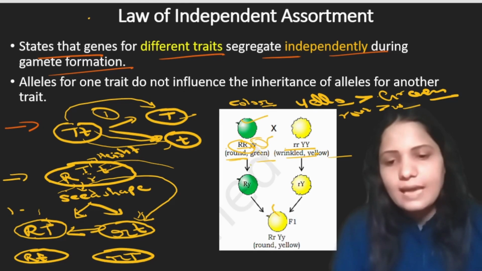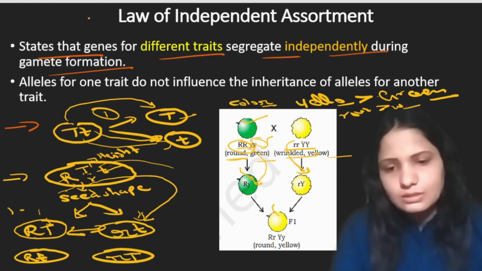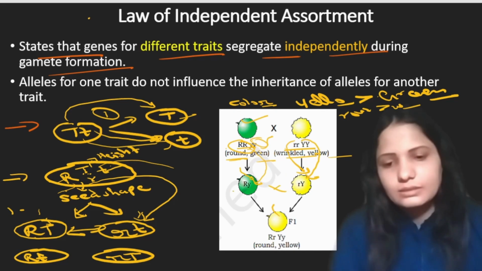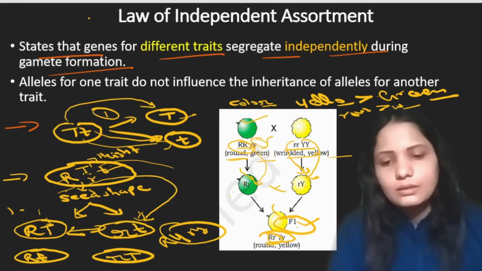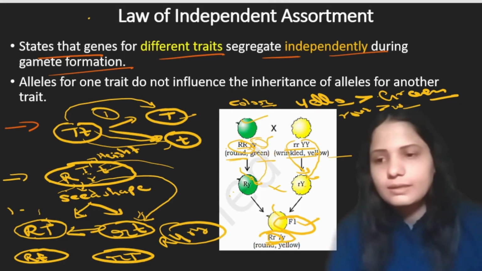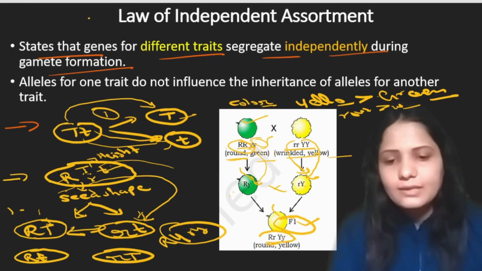So during the gamete formation, this R is transferred to this gamete, and this Y is transferred to this gamete, and this R is transferred to this gamete, and y is transferred to this gamete. These are the gametes, and this is the progeny, the offspring we have on crossing, and you have to write it this way only. You can't write it like this. You have to write alleles of a trait together. So here we write round: capital R, small r, capital Y, small y.